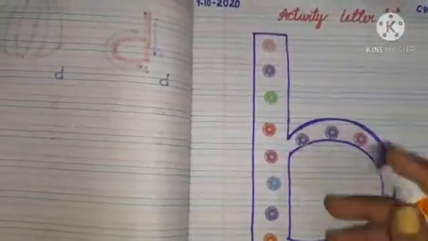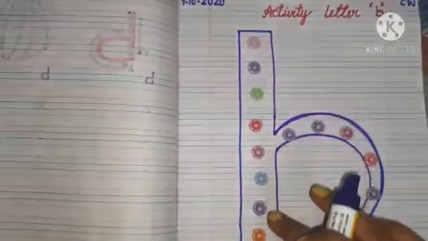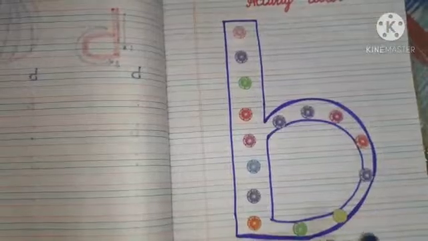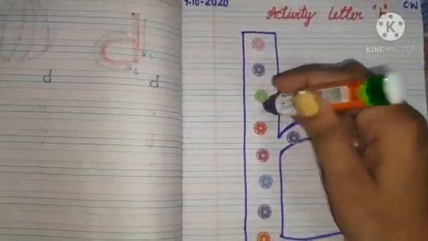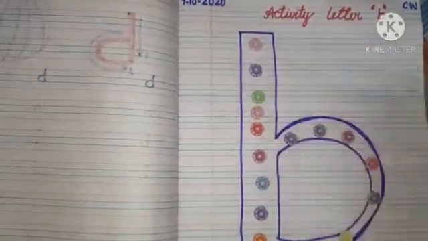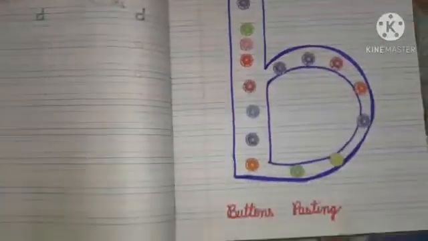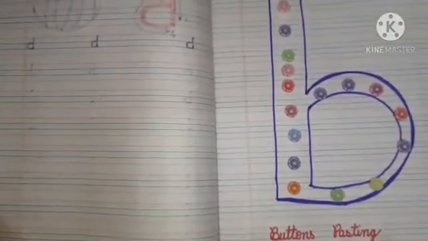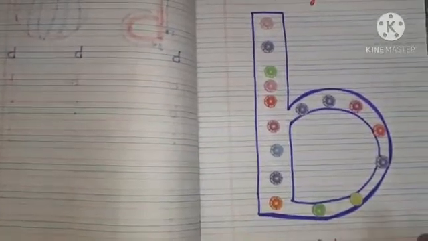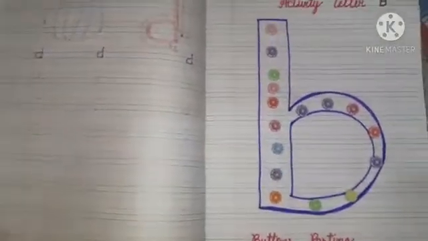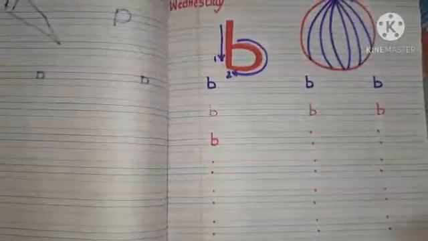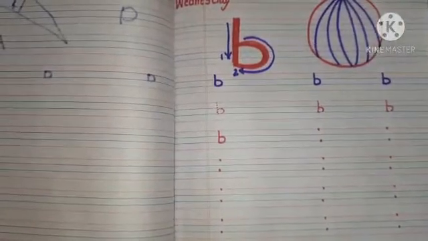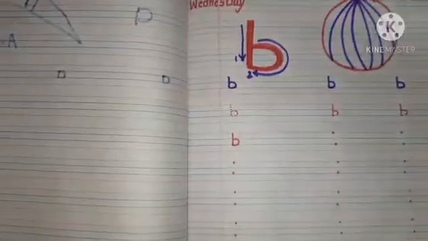Beads. What is this? Beads. See, first you have to make a standing line, then a semicurve. Okay. See, I am pasting here. B for balloon. Okay, if you have buttons at your home, you can paste them here. Whatever you have, bindis. Okay, this activity will help you learn the formation of letter B. Small b. B for ball.